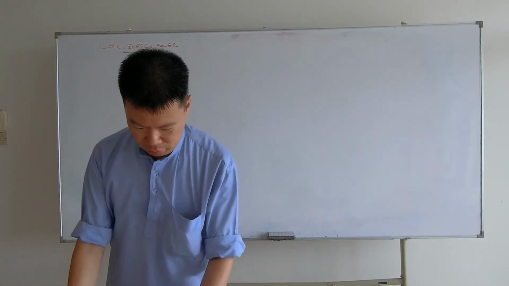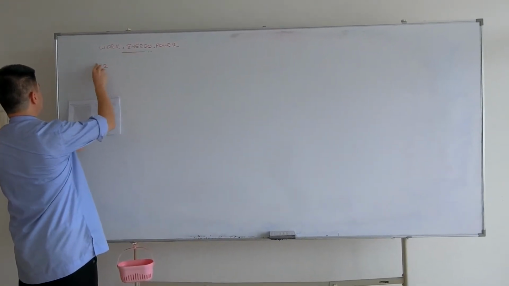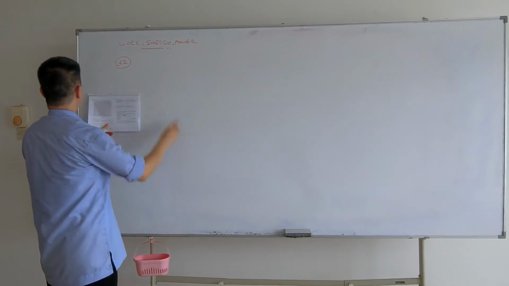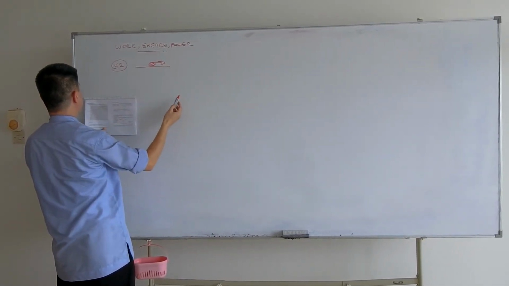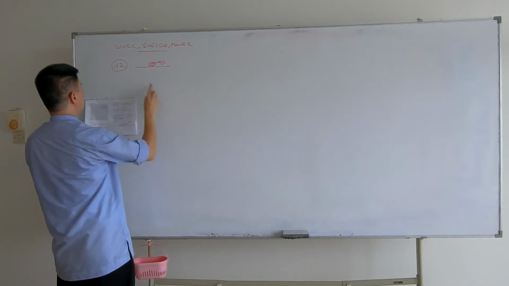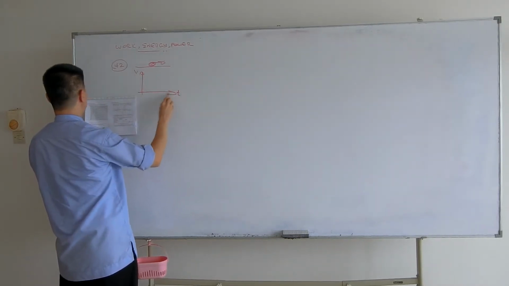Question 42. A cyclist travels along a horizontal road. The variation with time t of speed v is shown in the figure. So you have a figure that looks like this, a v graph against time.